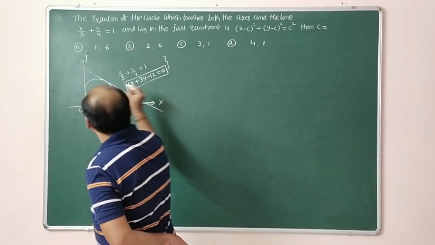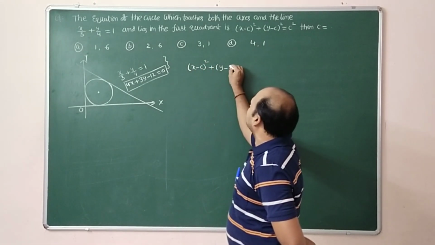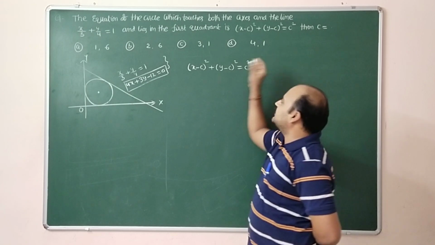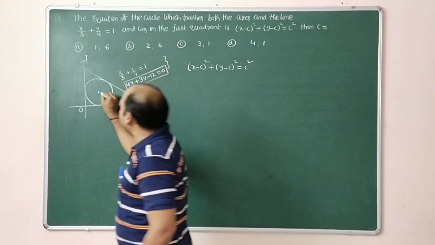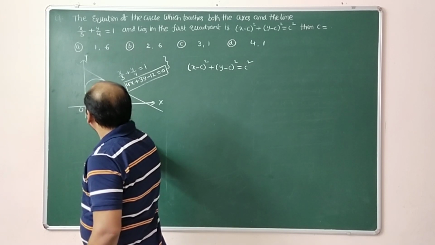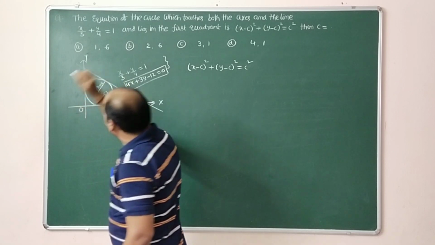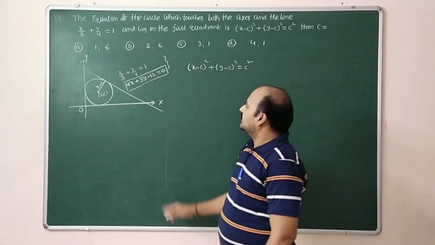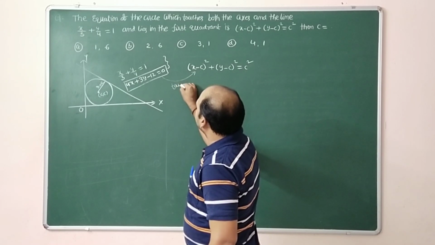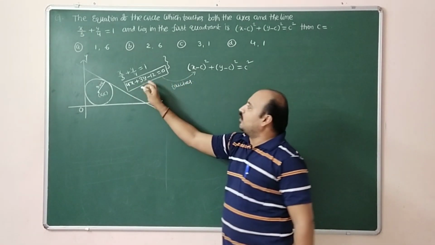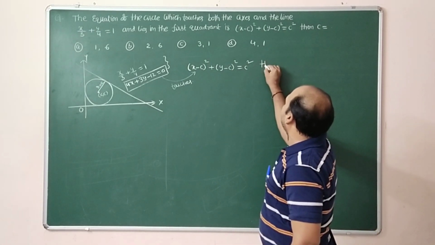The circle equation is given: x minus c whole square plus y minus c whole square is equal to c square. It is in the form of x minus h whole square plus y minus k whole square equal to r square, no? So the center is c comma c. So obviously the radius r is equal to c. Since the line 4x plus 3y minus 12 equal to 0 touches this circle, r is equal to d.